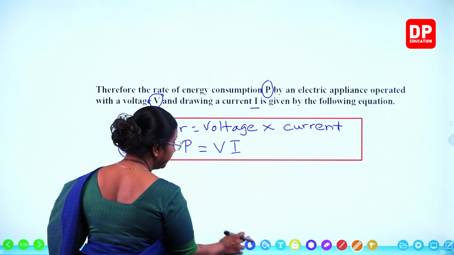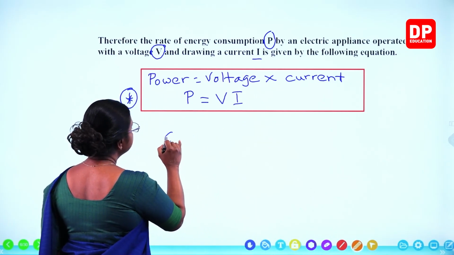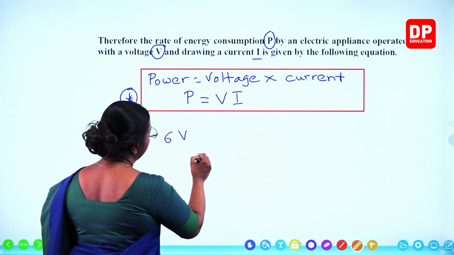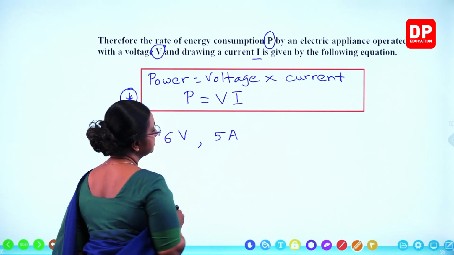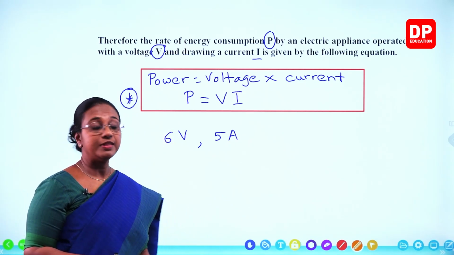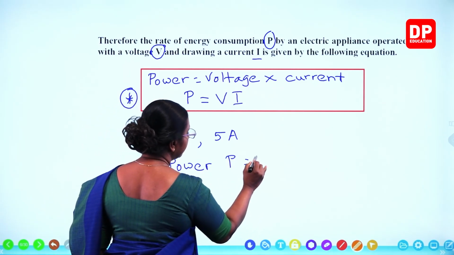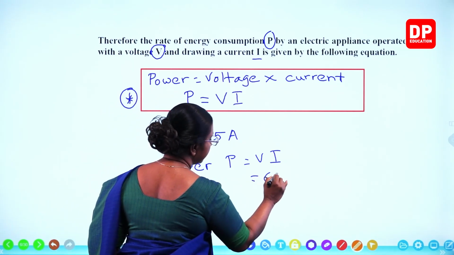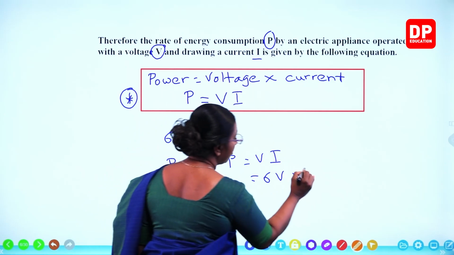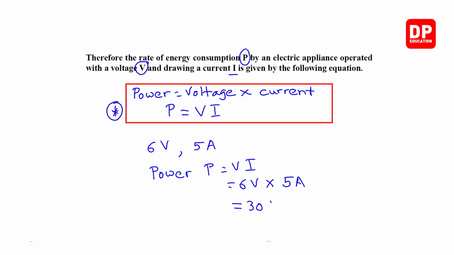For example, if we supply 6 volts and the current drawn is 5 amperes, and you are to find the power of the appliance, power P equals VI. The potential difference across the device is 6 volts and the current drawn is 5 amperes. So 6 into 5, 30 watts will be the power.